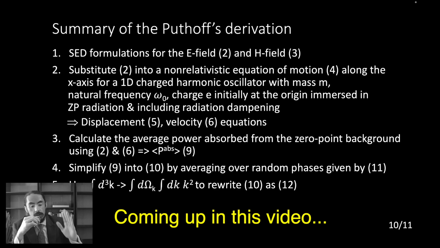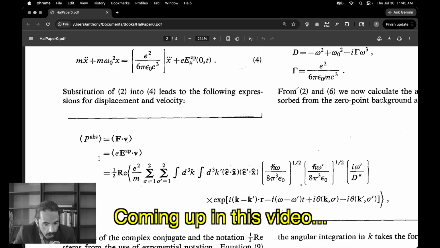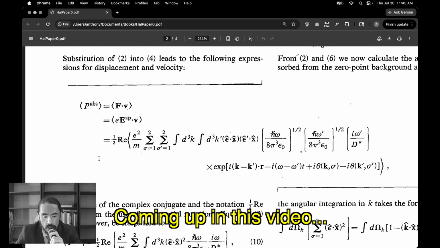So what does he actually show in this paper, being that it's a mathematical derivation? And right here we have equation 9, which is a little bit of a behemoth, spelled all out. The expectation value, or the average power absorbed from the zero-point background, is equal to 1/2 times the real component of the entire angle-bracketed quantity, which is E squared over m.